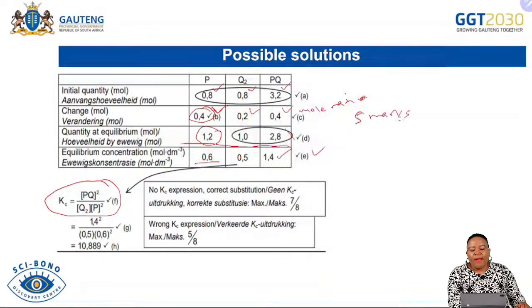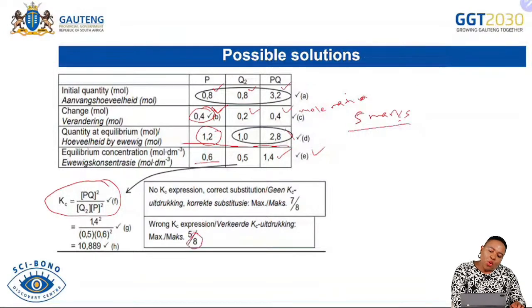So it is very important that as you deal with the table, you label it correctly, so that we can get the 5 marks. And then the Kc calculation is another 3 marks, which will be a total of 8 marks. So it doesn't mean that when you are calculating Kc, if your Kc value is incorrect, you are not going to be given some marks.